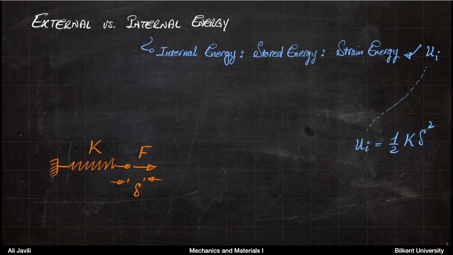Now for this problem, if we want to talk about the internal energy, we also call this stored energy or strain energy. If you want to talk about this internal energy, and we show it by U_I, the subscript I stands for internal. The relation for that, if you remember from your previous courses, it would be 1/2 times K, spring stiffness, times delta squared. So that's your relationship for internal energy.